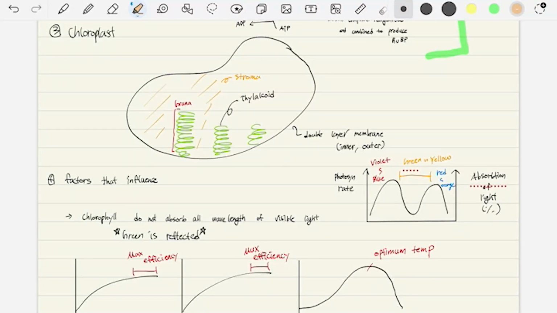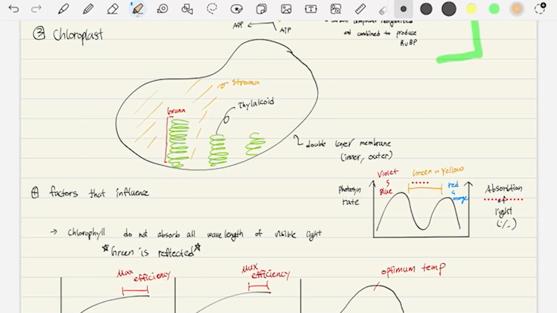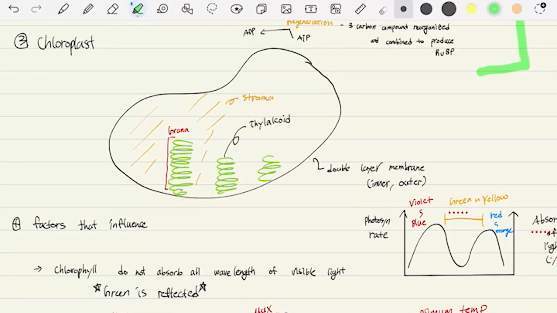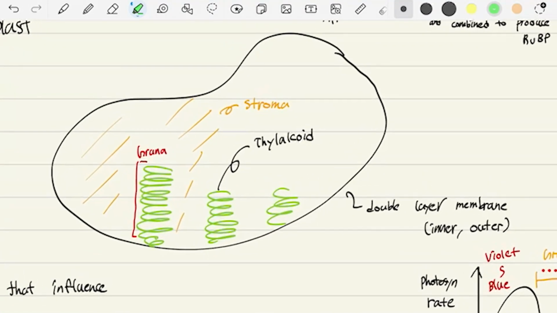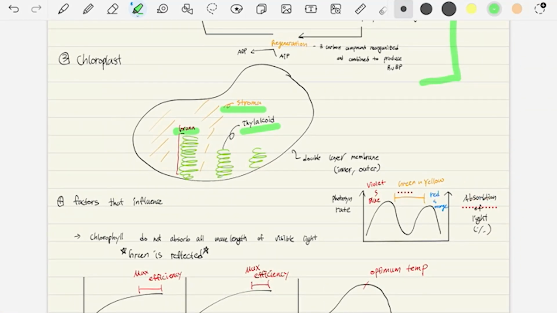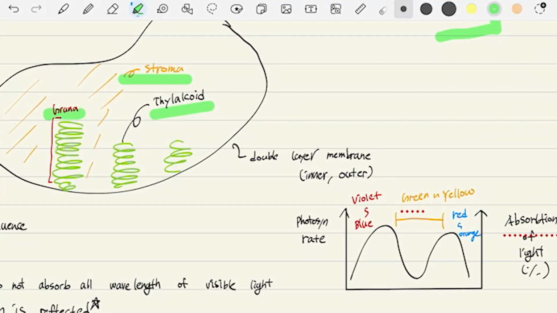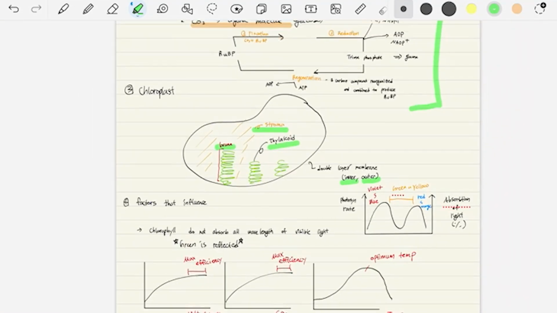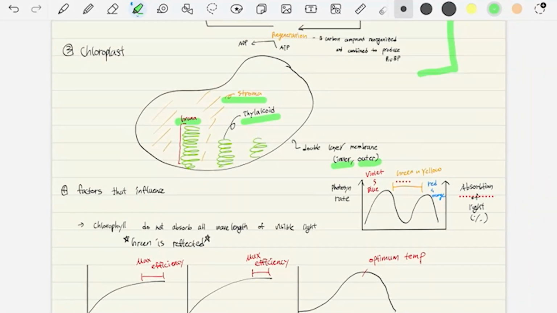Now let's dive in a little bit deeper about chloroplasts. So chloroplast is where the photosynthesis occurs. In chloroplast, there's something called thylakoid, and if the thylakoids are stacked up, they're called grana, and there's also something called stroma that is outside the thylakoid. Chloroplasts have a double layer membrane, with an inner membrane and outer membrane. We're gonna be more specific about chloroplasts later in the video.